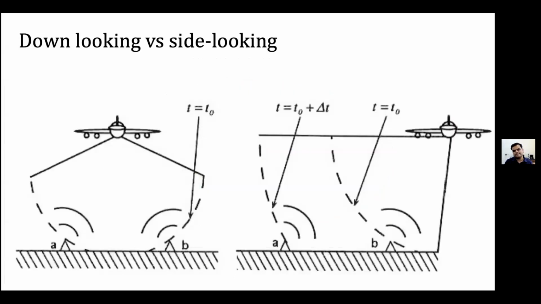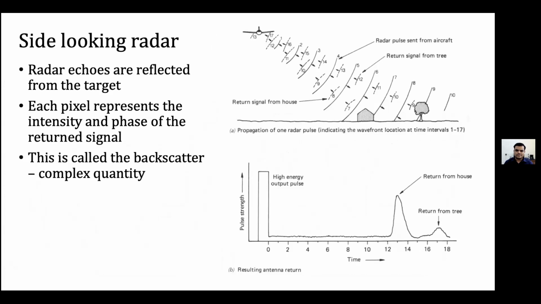Radar basically measures the range first to a target. The question is, why does it always have to be side looking? Radar is not like optical, where you have the sensor pointing down and take images. In radar, it is always side looking. If it was down looking, then both the points A and B on the left side would return the signal at the same time, and we would not be able to distinguish between them. Whereas if it is side looking, then we are able to distinguish between the different targets as we go along the range direction.